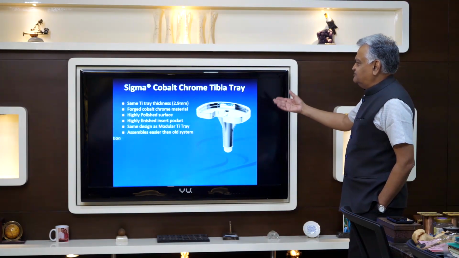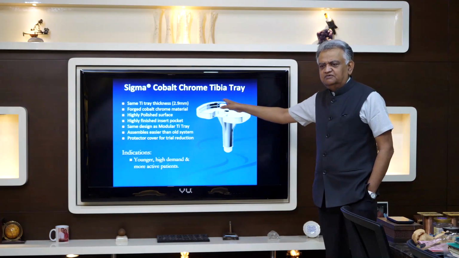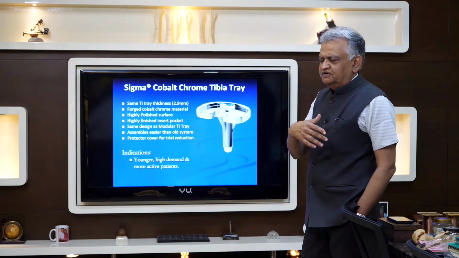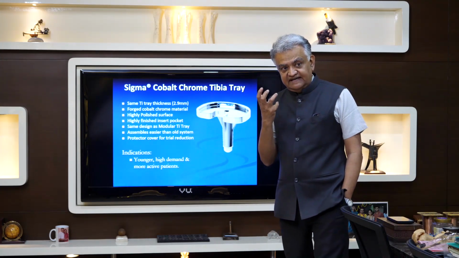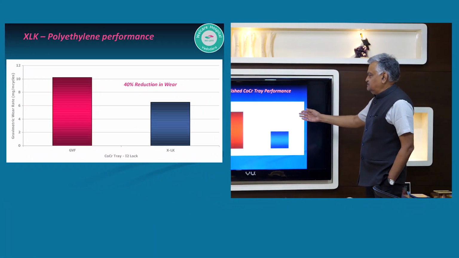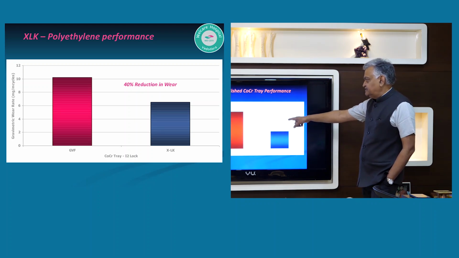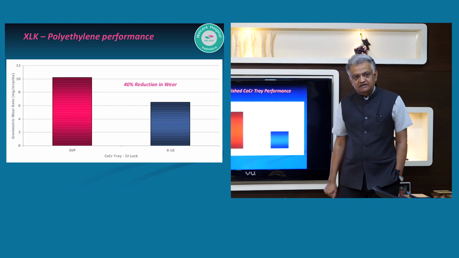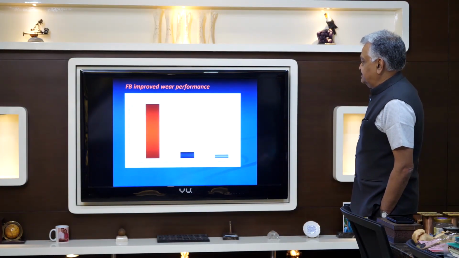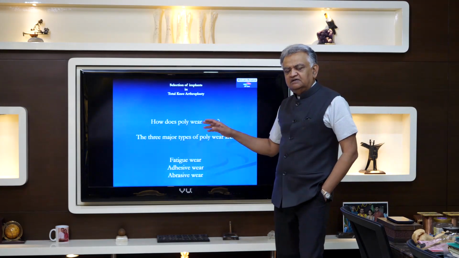So, anyway, this is just to tell you the features of one particular tray. This is from the PFC Sigma stable of implants. But the point you need to take home is not whether it is a PFC Sigma tray or not, it's the science of this. Next, please. The polishing: once you polish the tray, a 54% reduction in tray surface roughness leads to almost 50% reduction in wear. So all these things make a big difference. Next, please. 85% reduction. We'll come back to this in a separate lecture.